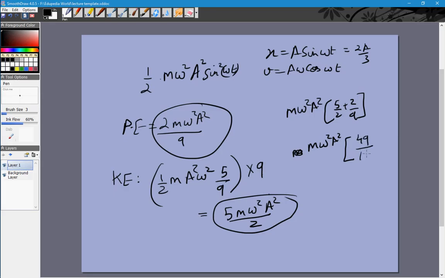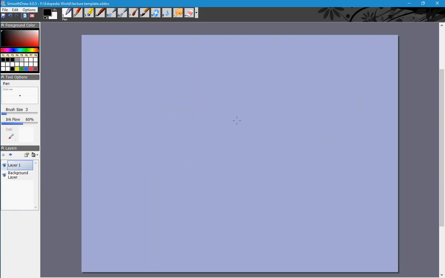49 by 18, and we know this should equal to half m omega square a dash squared, where a dash is the new amplitude, because the total energy is always half m omega square a squared. This gives me a dash is equal to 7a by 3, which gives me the answer to be option 4. Let's look at the next problem.